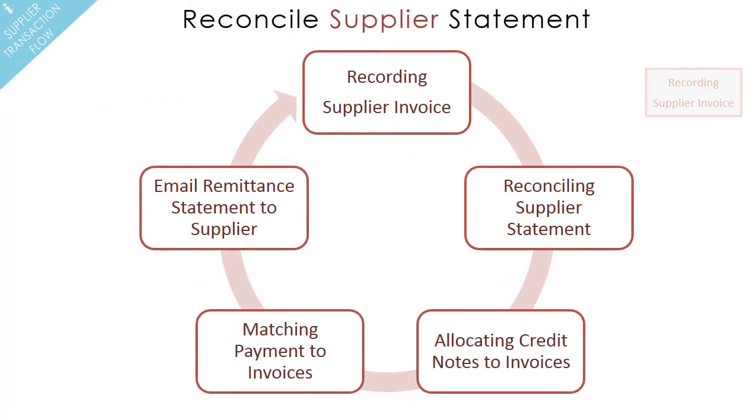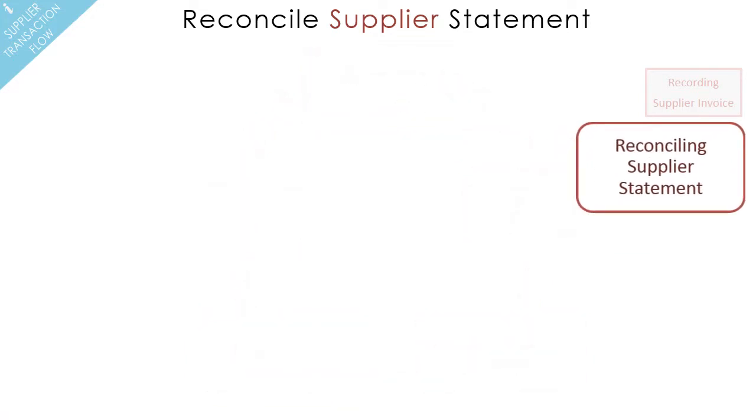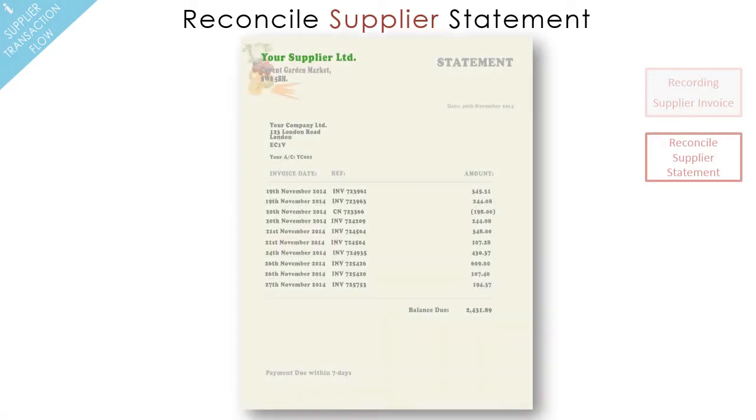The next step in the supplier transaction flow system is the reconciling of the supplier's statements to the invoices entered. For this step, you will need the supplier statement. A supplier statement is a statement of all the transactions with a supplier during a set period, which is usually a month. The supplier should forward you a monthly statement showing all the invoices issued during that month.